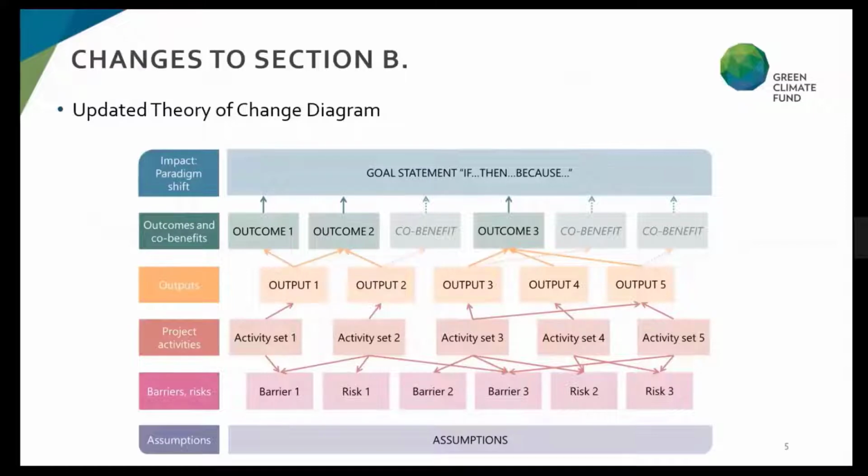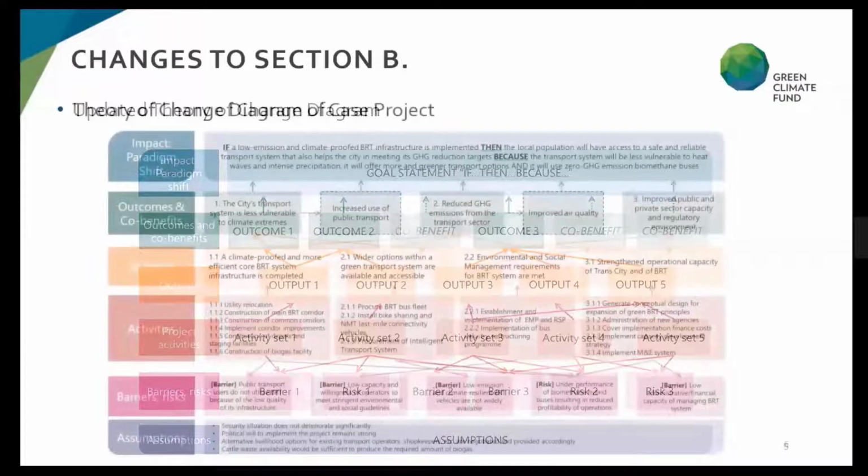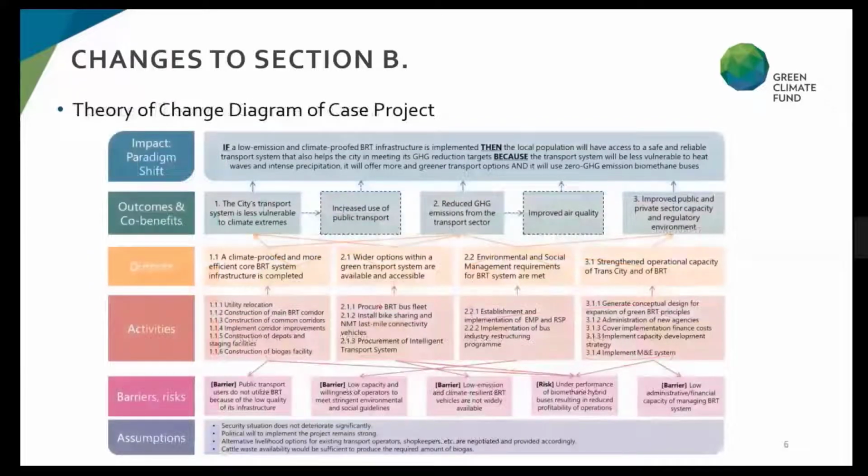Let's move to the project TOC. This is the TOC of the case project. If, then, because statements are made at impact level, and we will see that separately in the next slide. At outcome level, there are 3 outcomes. First, transport system becomes less vulnerable to climate extremes. Second, reduced GHG emission from transport. Third, improved public and private sector's regulatory capacity. There are also co-benefits. Increased use of public transport, which is a bit ambiguous, so let me come back to this point later. And another co-benefit is improved air quality.